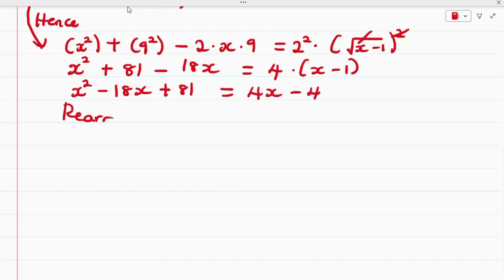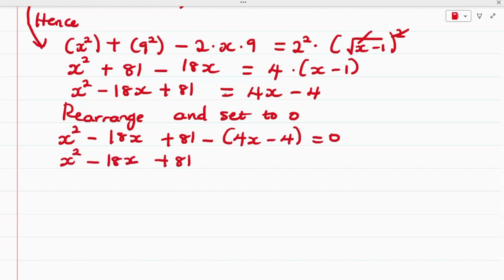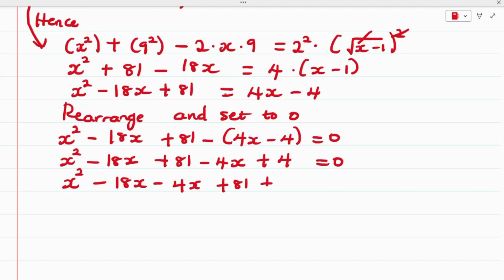So the next thing we want to do is to simply rearrange this equation and set the equation to 0. Alright, so from here we have x squared minus 18x plus 81 minus 4x minus 4, and this is equal to 0. So we have x squared minus 18x plus 81 minus 4x, then minus times minus 4 is plus 4, and this is equal to 0. So collecting like terms, we have x squared minus 18x minus 4x plus 81 plus 4, and this is equal to 0. So x squared minus 18x minus 4x is going to give us minus 22x, plus 81 plus 4 is going to give us 85, and this is equal to 0.